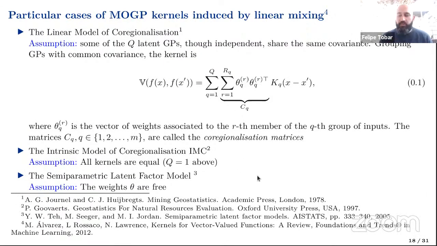There's another model which is called the intrinsic model of coregionalization, which assumes that we have Q equals 1. So basically, there's one source of uncertainty generating all the outputs. Well, not the one. There might be more than one, but they all have the same kernel. And then there's a semi-parametric latent factor model, which poses no constraint on the weights. Right? If you want to look at a very, very nice review of these things, of course, you are recommended to go to Mauricio's review of kernels for vector-valued functions, which is a very nice paper. It just doesn't age. I like it.